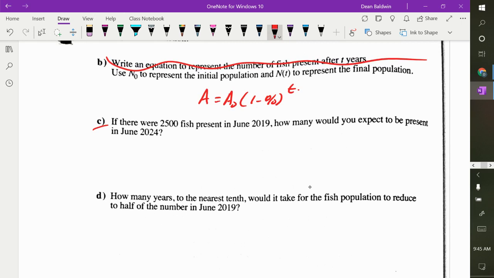So C, they tell us there's 2,500 fish present in 2019. How many should be there in 2024? So A is what we're trying to figure out. A naught, the initial amount, is 2,500. What's the time? 5 years. And the percentage, what was the percentage? 5%.